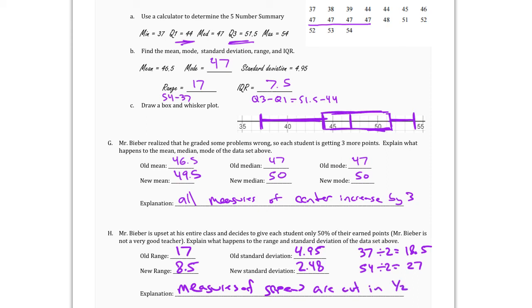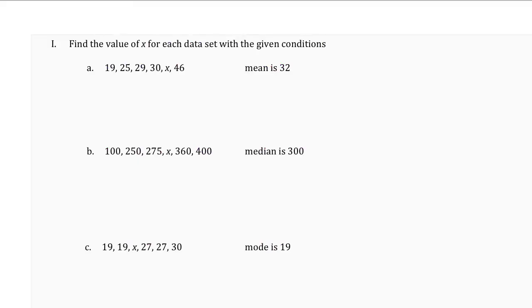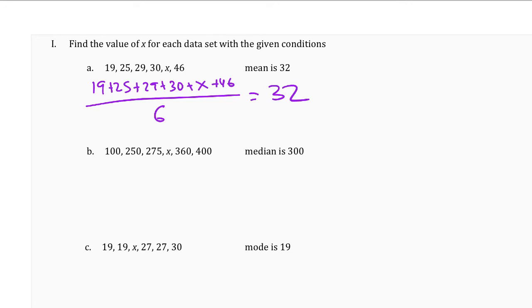All right, one more set here. All right, last page, we're almost done. We've done these before, so I'm going to go through them quickly. If you want to pause and try them on your own, go for it. So we want to find the missing data point. I want the mean to be 32. So in this case, I've got to add everything up and divide by 1, 2, 3, 4, 5, 6 data points, and my mean should be 32. So we set the equation 19 plus 25 plus 29 plus 30 plus x plus 46 all over 6 should equal 32. That's how you find the average.